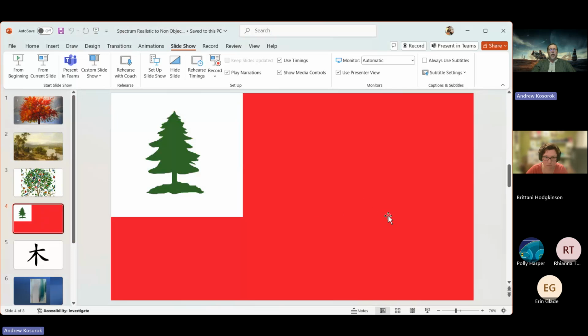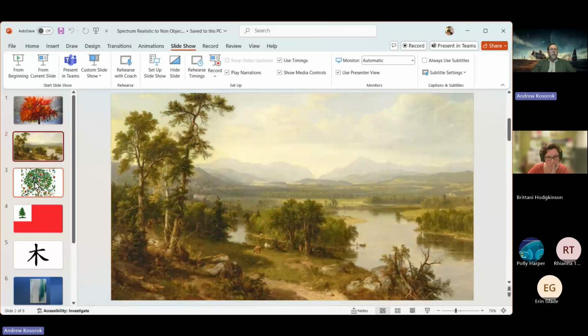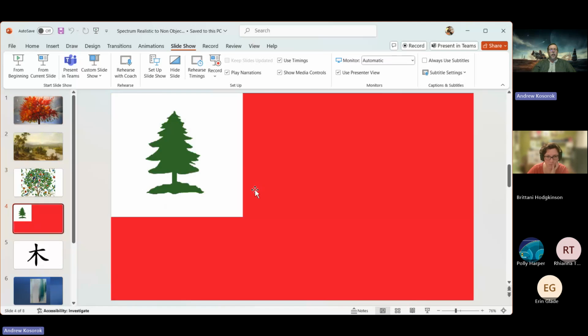Look at this. This is the state flag of New Hampshire. What is this green glob? Is it an evergreen tree? It's a tree, isn't it? That's what we're looking at. This is a tree. These are trees. This is a tree. This is a tree.